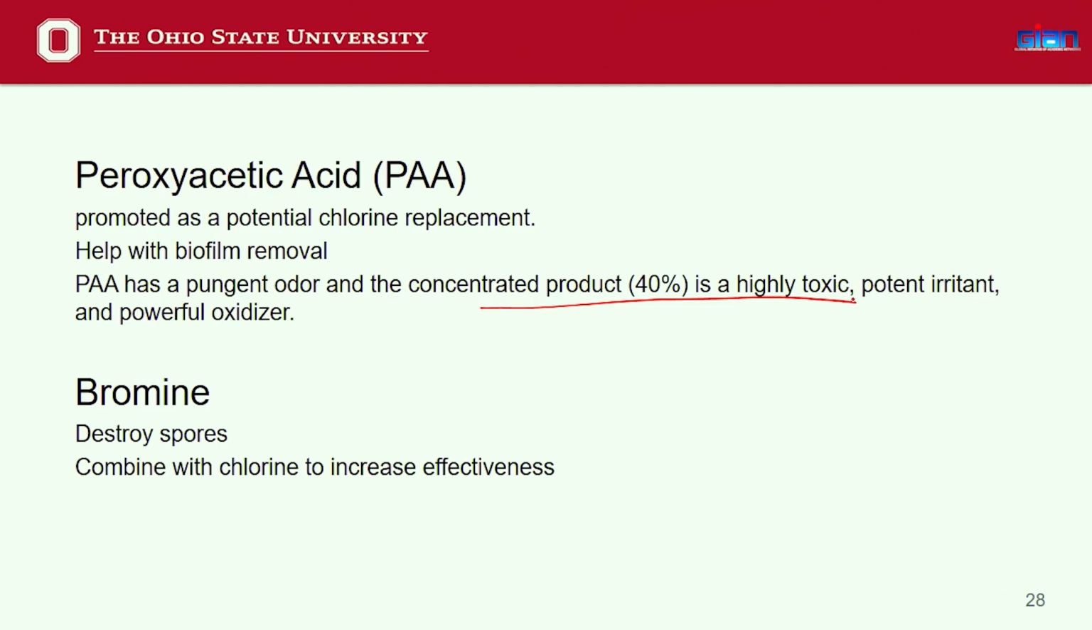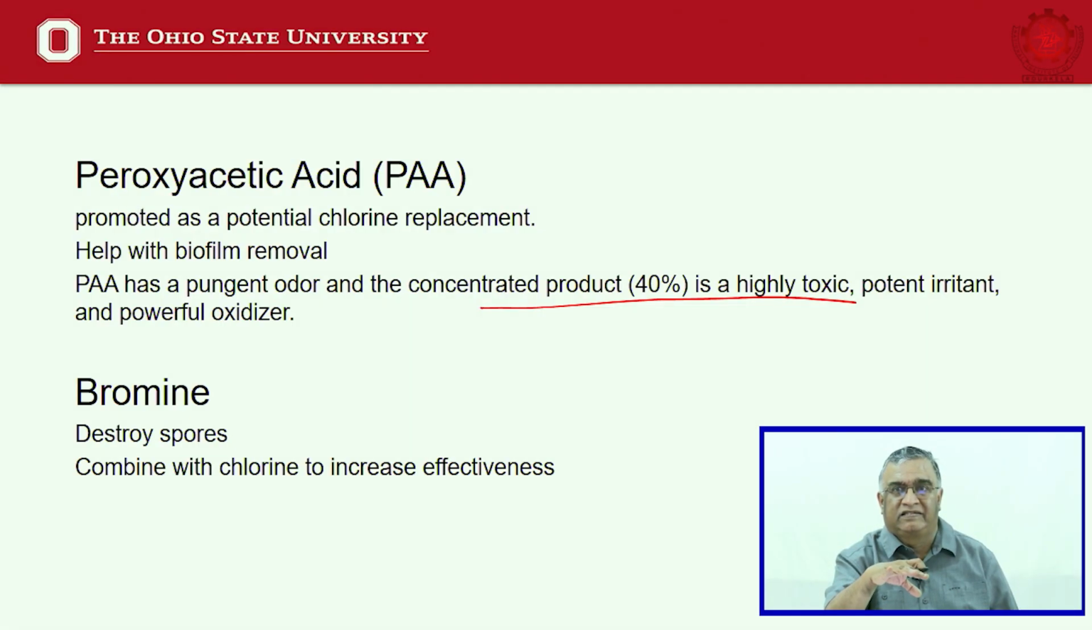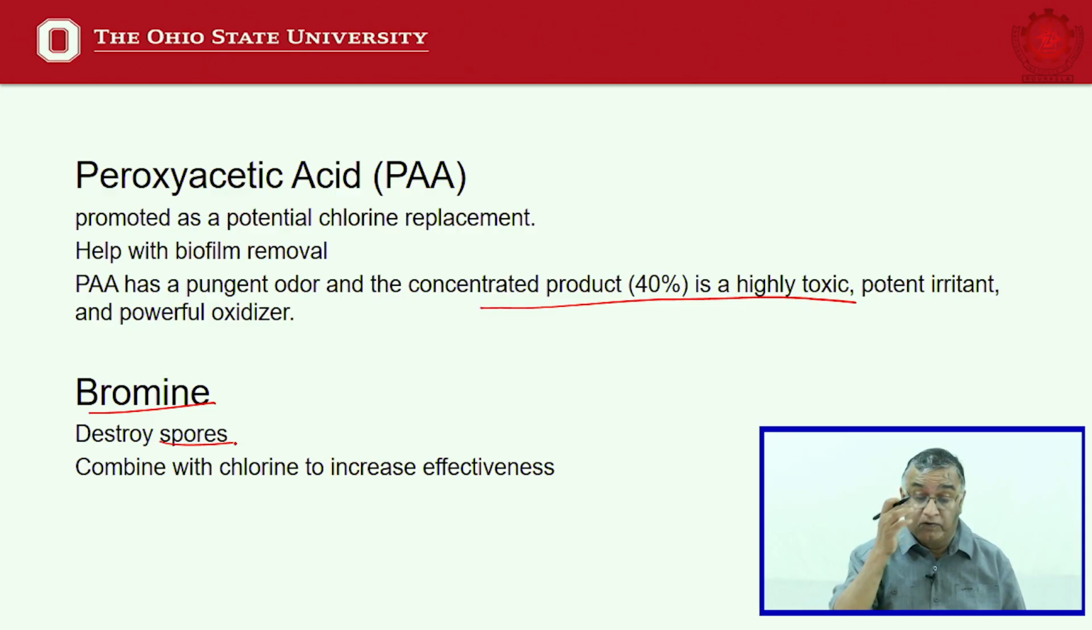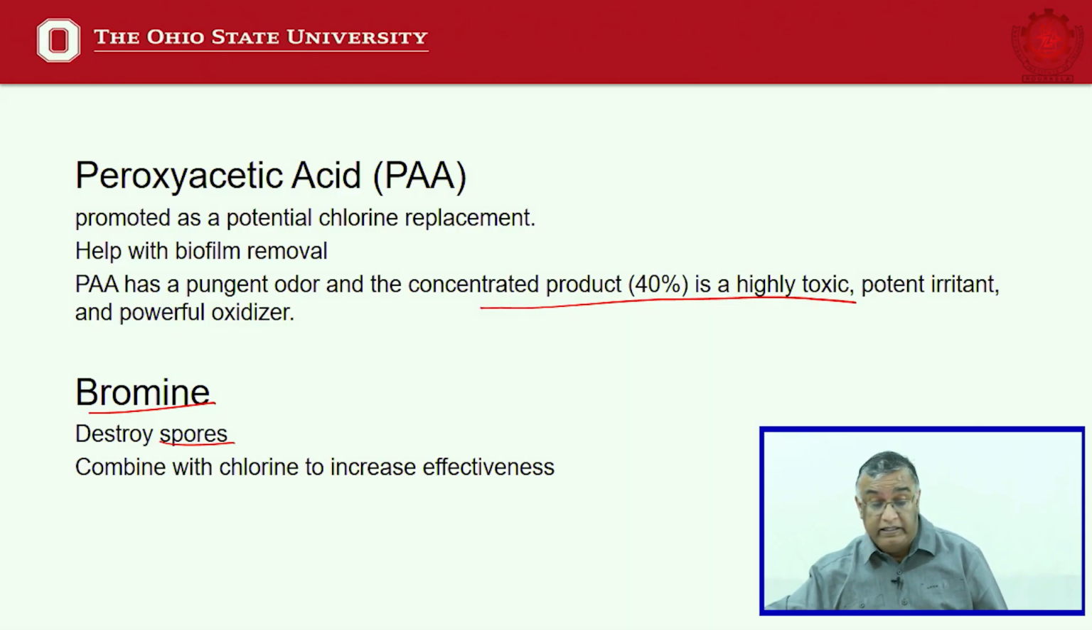So, remember, when you use a sanitizer that kills bacteria, chances are that above a certain concentration it can affect humans or other animals. So, you have to use just enough concentration to kill the bacteria, and then make sure you remove any residue left over, so that it does not affect the food when you start processing again. And then you have bromine, which basically focuses on spores, and you can possibly combine it with chlorine to increase the effectiveness.